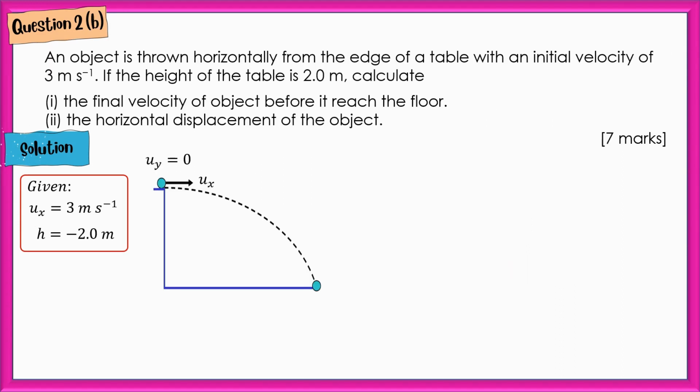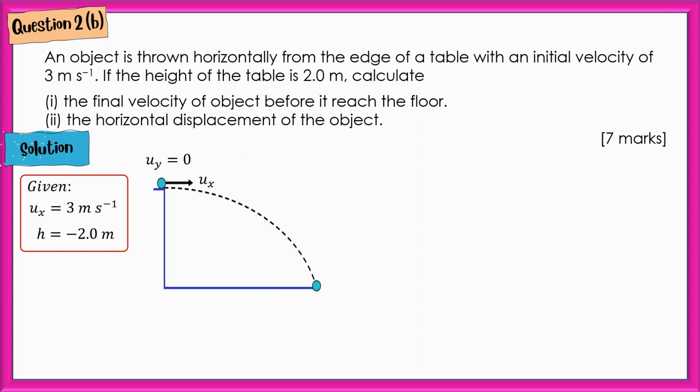Question 2b. An object is thrown horizontally from the edge of a table with an initial velocity of 3 meter per second. If the height of the table is 2 meter, calculate the final velocity of the object and the horizontal displacement. Referring to the question, list the information given. And we will get that 3 meter per second represents ux, because this is half projectile motion.